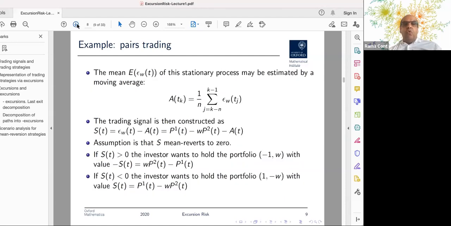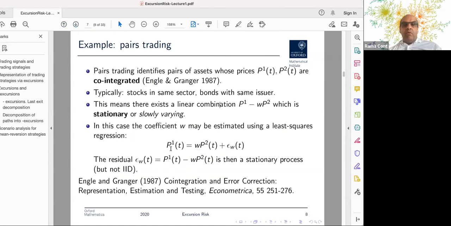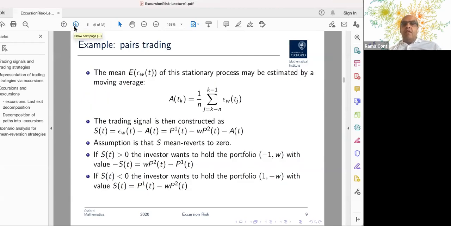Okay. So now what do you do with this? I do the regression of P1 on P2. I find the coefficient W and the residuals. Now what do I do with this? Well, if there is indeed co-integration, then it means that the residual is supposed to be stationary. So I can estimate its mean using a moving average or something. Let's say I take the n previous dates and I use the n previous dates to estimate the sample mean. This is one way. You can do it in other ways. And I will call this sample mean A of tk, if I computed that on day tk.